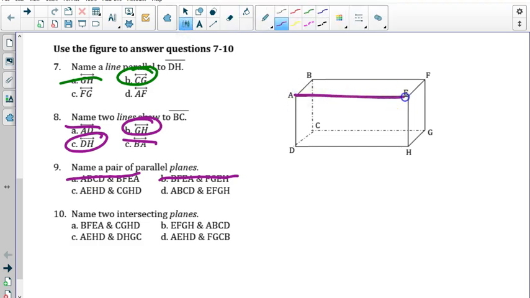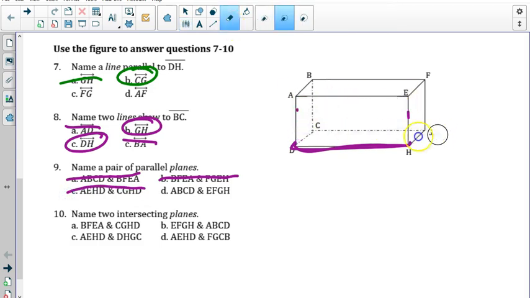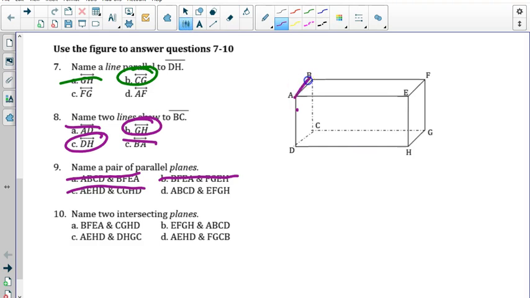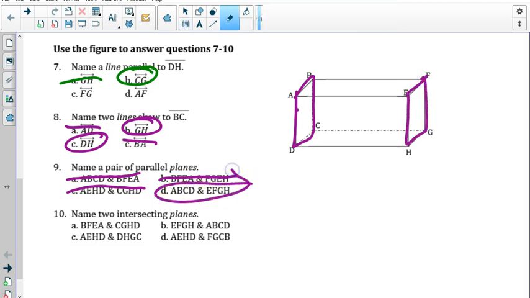AEHD. AEHD, the front, and CGHD. CGHD. Again, intersecting. So always confirm you didn't make a mistake. So ABCD, left side, EFGH, right side, we have a winner.